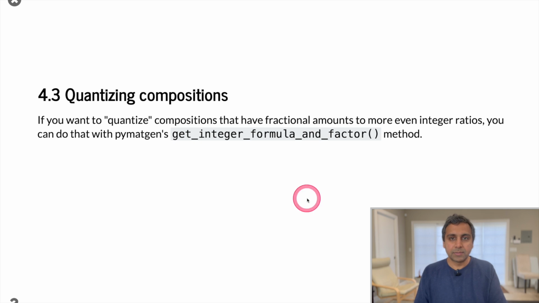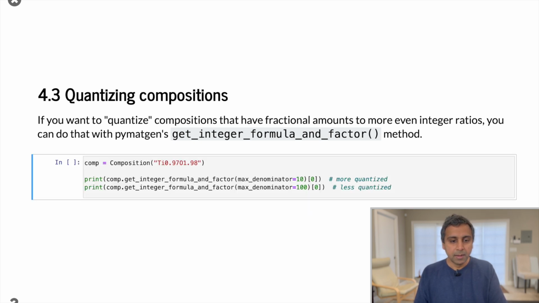And the best way to demonstrate this is probably to show an example. So if you have a composition that is close, like this is close to TiO2, but it's not quite TiO2, it's like a defective version of it. And so if you have something that's close to a composition, you can use this get integer formula and factor to try and quantize that composition closer to something that you expect.